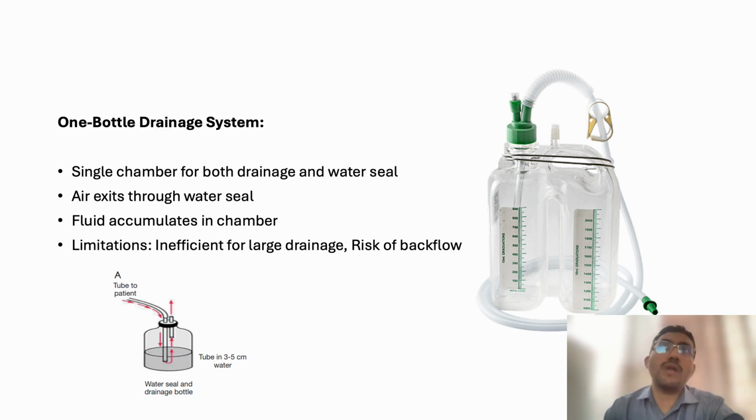So this is the classical one bottle drainage system that we use in our institute. Although it looks like it has two compartments, it is a single compartment communicated by here, and so a single chamber is there for both drainage and water seal, and air exits through the water seal, fluid accumulates in the chamber, and the limitations are that it is inefficient for large drainage, and there is always a risk of backflow to the chest.